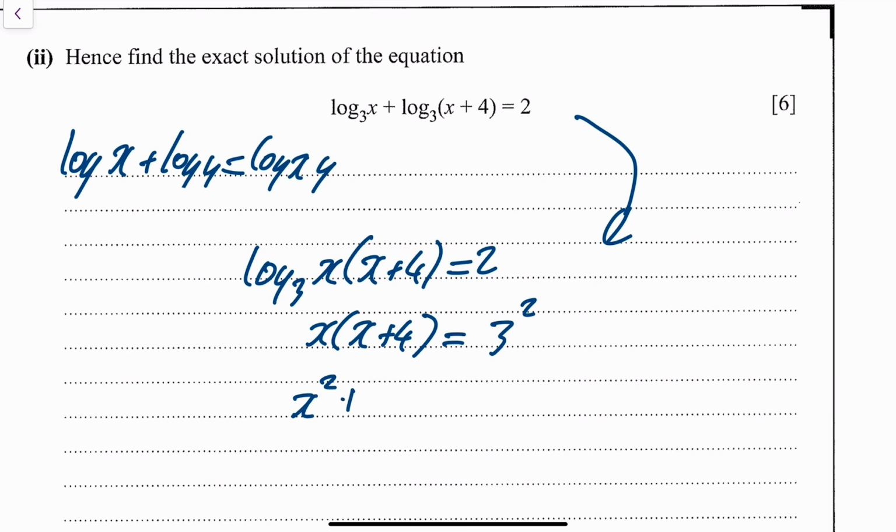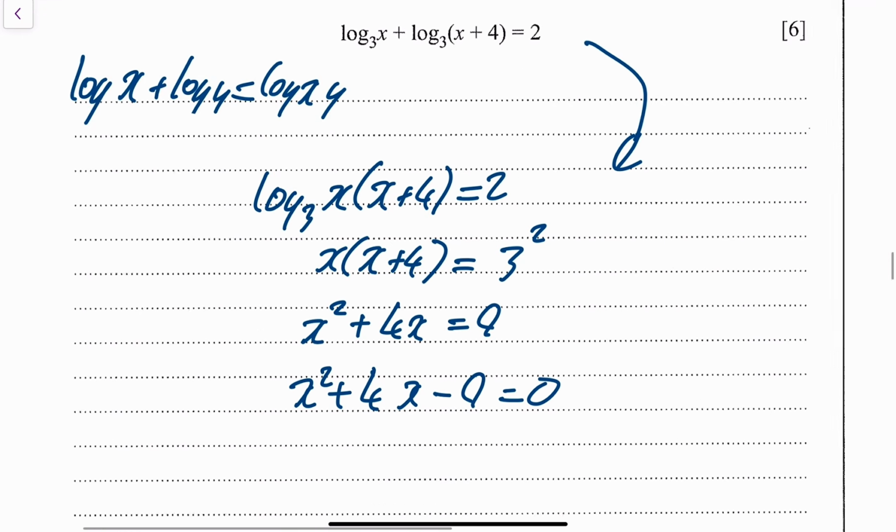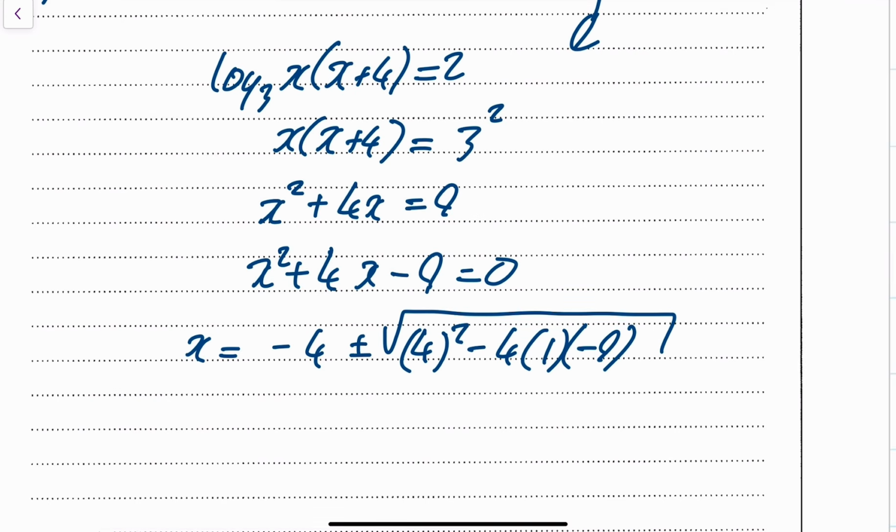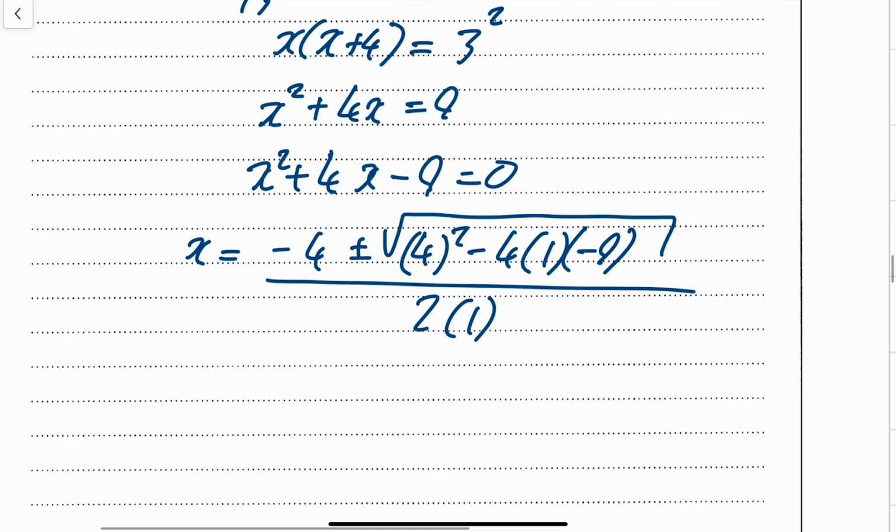Multiply out and tidy up, that's x squared plus 4x is equal to 9, which means x squared plus 4x minus 9 equals 0. I don't think that factorizes. We're going to use our quadratic equation. x is equal to minus 4 plus or minus the square root of 4 squared minus 4 times my a, which is 1, times my c, which is minus 9, all divided by 2a, which is 2 times 1.